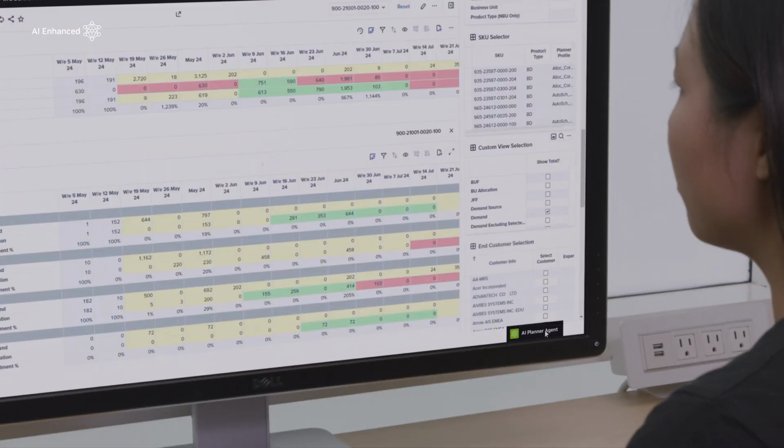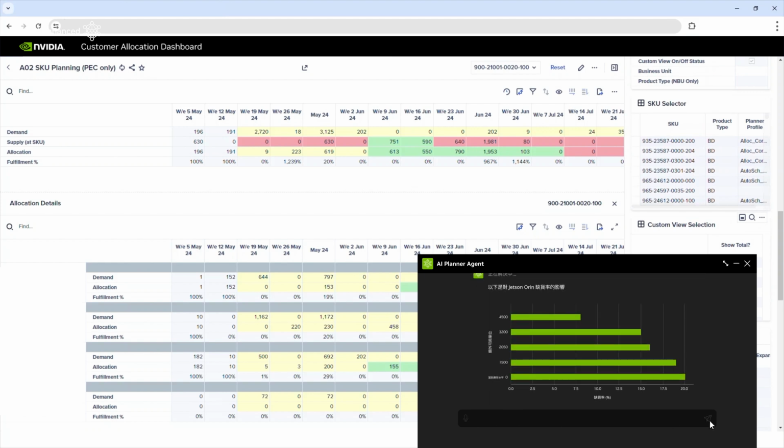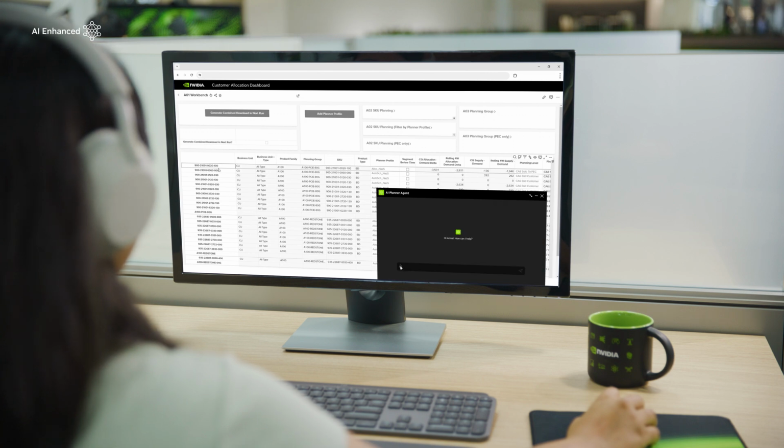With CuOpt as the optimization brain behind our AI planner, our operations team can analyze thousands of possible scenarios in real time using natural language inputs to talk to our supply chain data. Let's look at an example where the AI planner automatically reallocates a product to customers based on changing conditions.